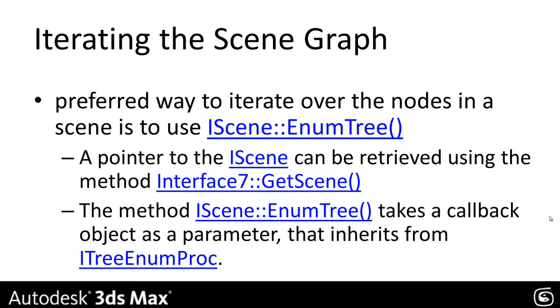So to iterate the scene graph, there's a preferred way, which is to use this interface class called IScene, and it has an enumeration that helps you to enumerate the tree. Basically, a pointer to the IScene can be retrieved using the method off the Interface called GetScene. And then you call this method EnumTree, which takes a callback object as a parameter, and that callback inherits from the ITreeEnumProc. And I'm going to show you an example of that in a minute.